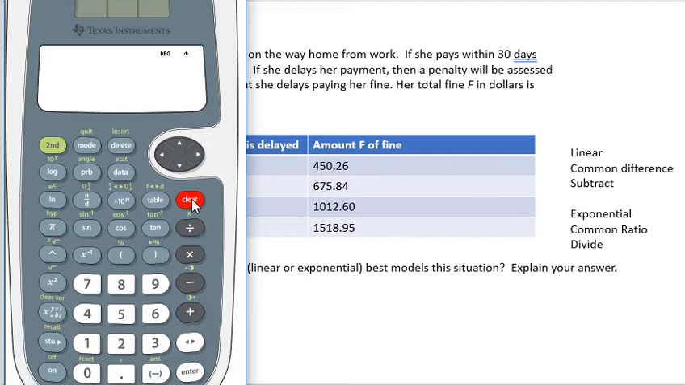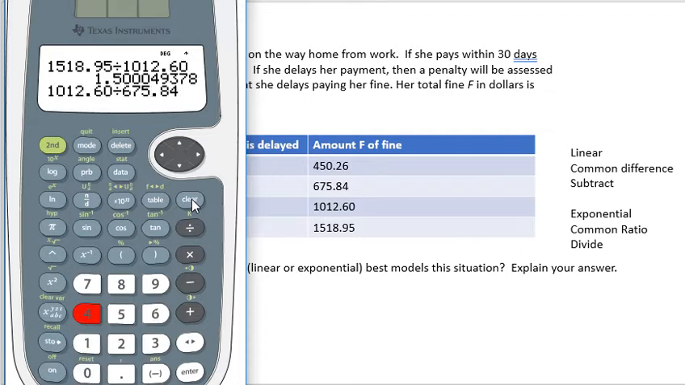So let's test to see if it's exponential. It should be because it's an either or question. But here we can find our ratio, and this will help validate our answer as well. So 1518.95 divided by 1012.60 gives us 1.5. That would be my growth factor, how fast it's growing. So if I test it again with my next two values, so I'm going to move down that list, 1012.60 divided by 675.84, I get 1.498, which is really close to 1.5, right?